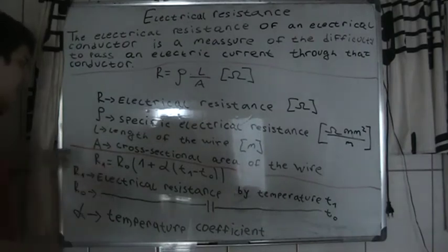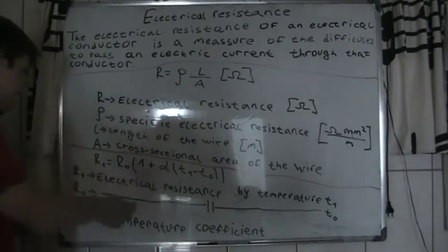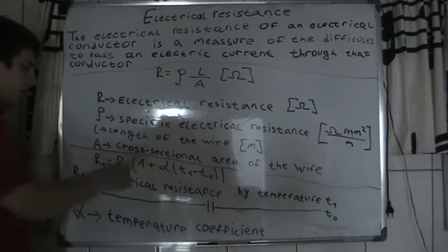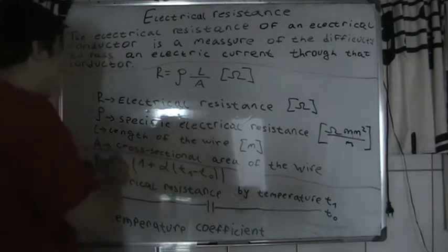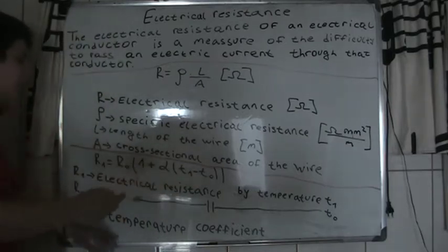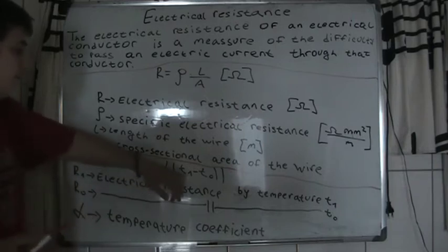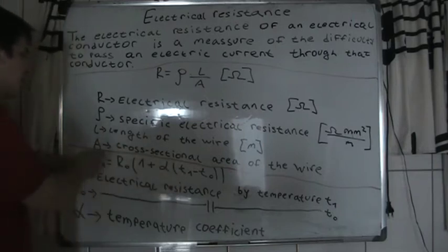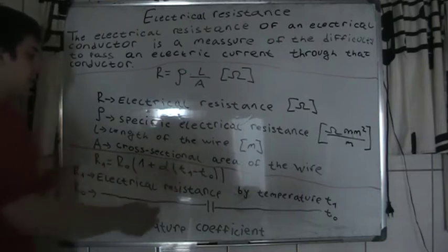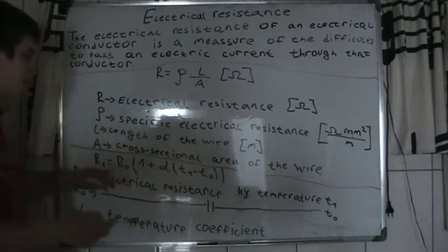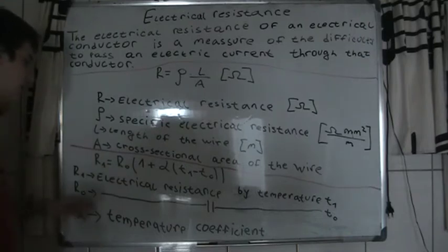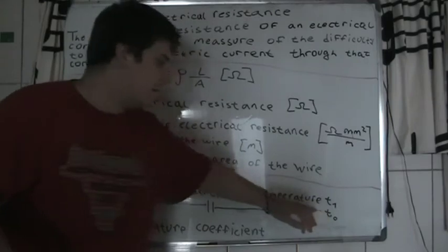R1 is equal to R0 times, I forgot how you call this stuff, 1 plus the temperature coefficient times the temperature of the first electrical resistance minus the temperature of this electrical resistance. So R1 is the electrical resistance at temperature T1.